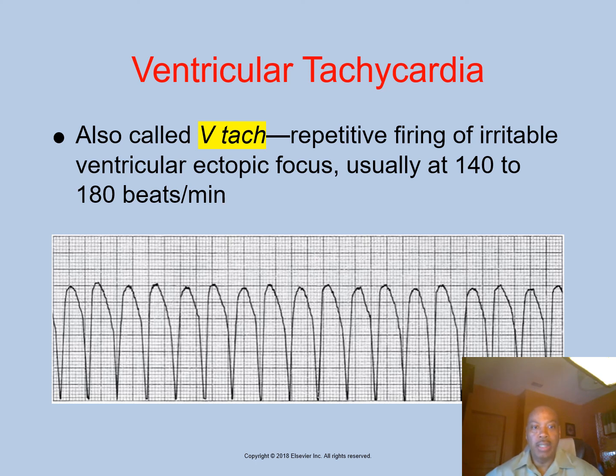This is called VTAC, ventricular tachycardia, another downstairs rhythm issue. This is repetitive firing of an irritable ventricular ectopic focus, and usually at a rate of between 140 and 180 beats per minute is what you will see. This particular beat, I believe, is 166. All right, and the VTAC may occur from an automaticity or reentry mechanism.